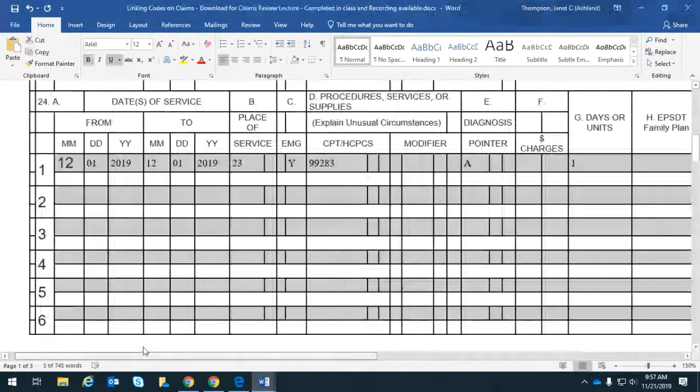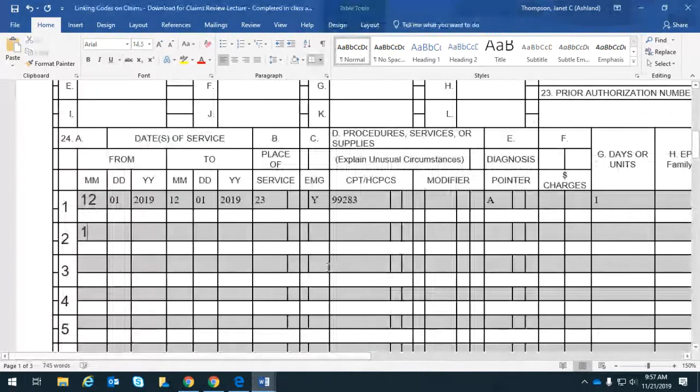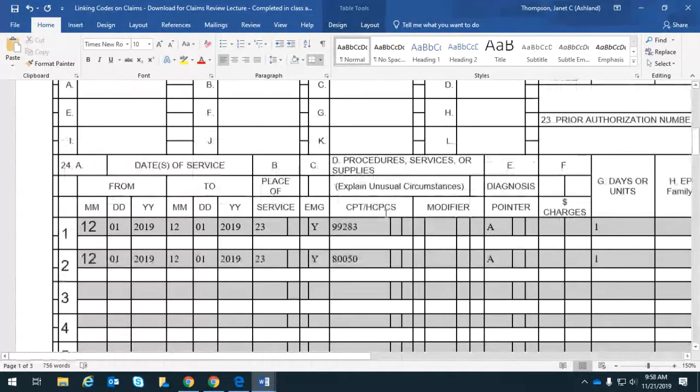Okay, so I'm going to come down here on line 2. That was 80050. Don't need any modifiers. It's going to diagnosis A, which we're going to put in here in a moment. And we're going to have 1 unit. Now, if this test is done 2 or 3 times, you would probably need to update the days and units, and you might need a modifier to explain if it was a repeat test. But luckily, we just had 1.